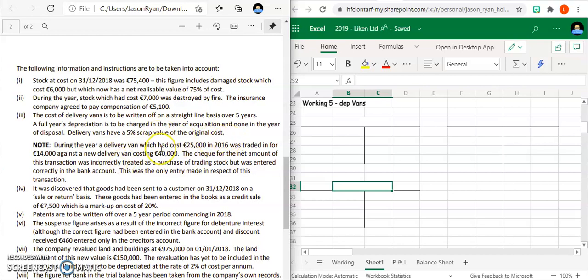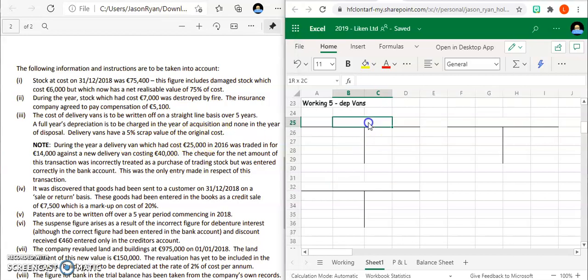So this is a little bit different from the way we are used to doing this question. It's telling us here that delivery vans are to be written off over 5 years. So we're going to have the delivery vans for 5 years. We're going to have a full year's depreciation when we buy it, but none when we sell it. And then at the end of the 5 years, each van is going to have a scrap value of 5% of the original cost. We need to calculate how much that is.